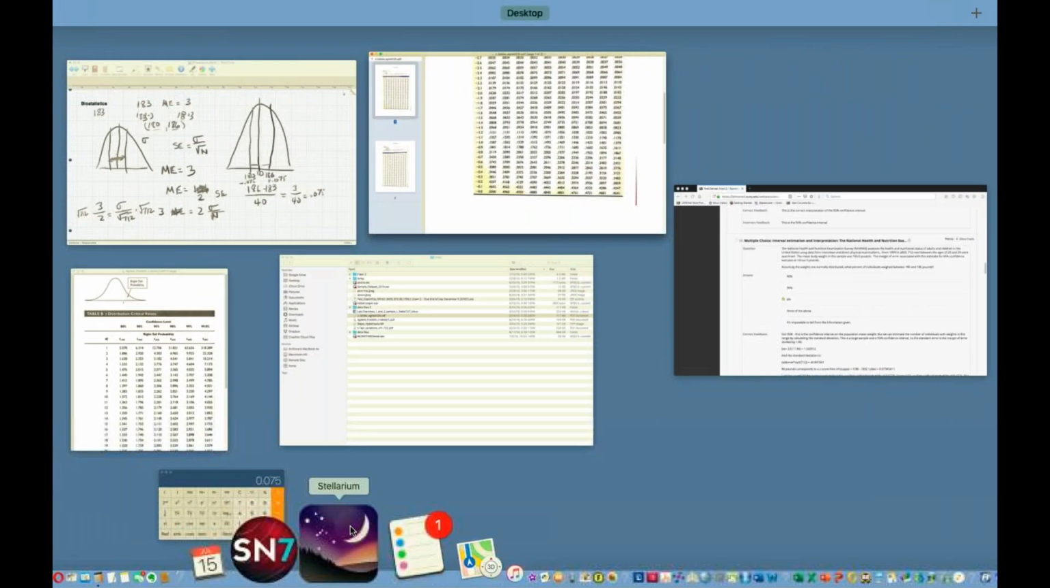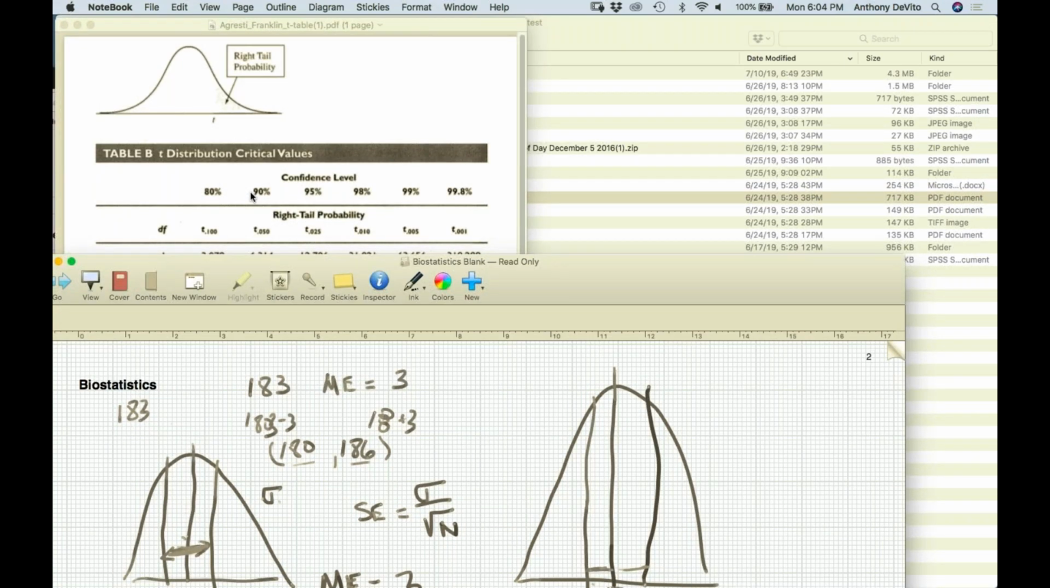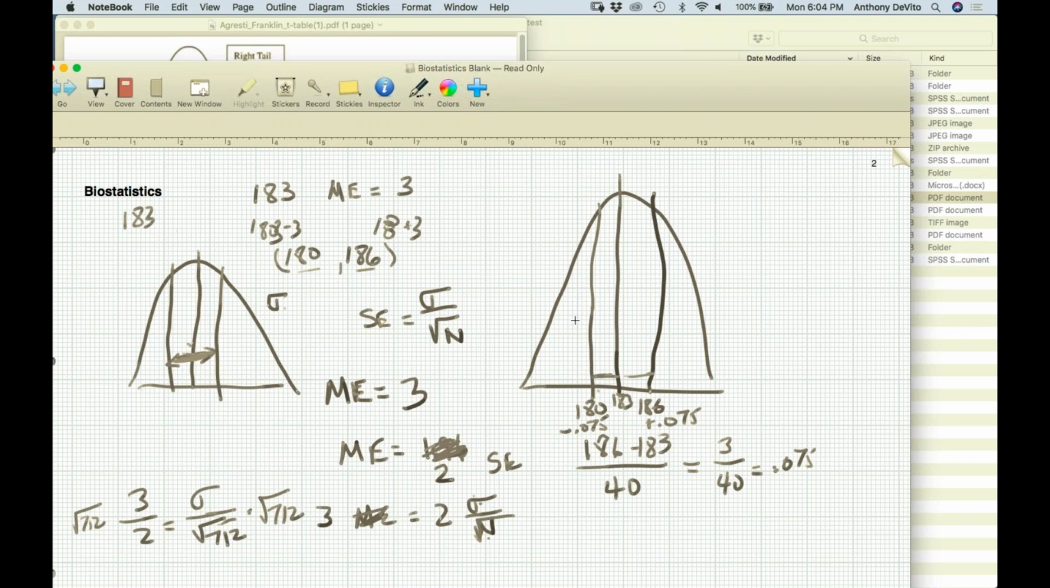Right, so this area from that z-score down is 0.47. So this area in here is 0.03. It's 3%. Well, these two are symmetrical, right? I mean, this is the same z-score below the mean as above the mean. So this is 0.03. So the population itself, 6% of the population is between 180 pounds and 186 pounds. Thank you, Cindy.